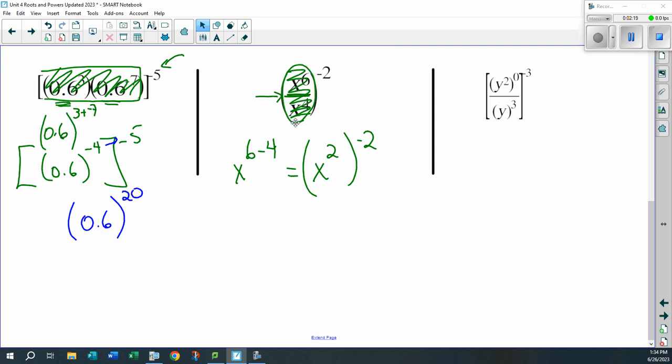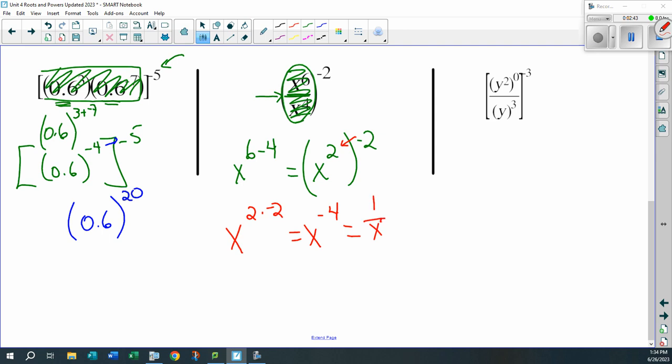Okay, go across the bracket. Now, you can do a couple things here. You can flip it first and then go across the bracket, or just go across the bracket. Now, when it's this simple, I just say just go across the bracket. This is x to the 2 times negative 2, which is x to the negative 4. Remember, we don't like negatives. Flip it. 1 over x to the power of 4. Flip it, change the sign. There you go.